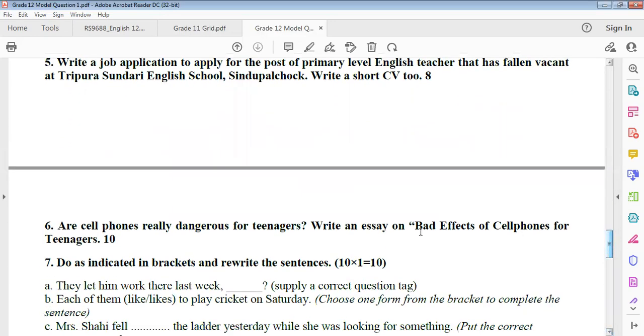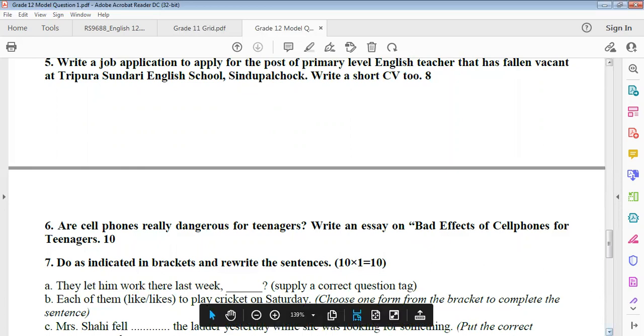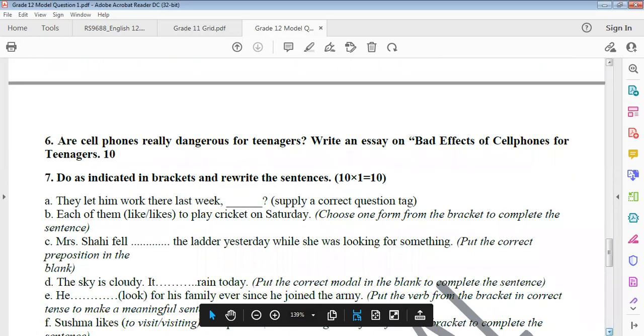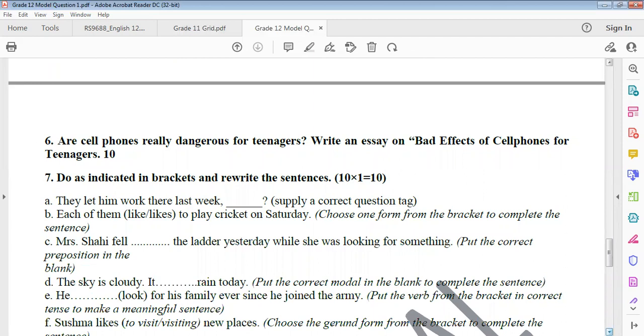Next, you have the long writing task, or the next writing task. It is an essay. Are cell phones really dangerous for teenagers? Write an essay on bad effects of cell phones for teenagers. So you have to write it in 5 paragraphs, including introduction, body, and conclusion.